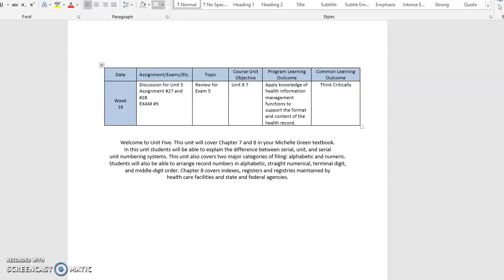Welcome to week 16. We are almost done. This week will be the last assignments that you have. You're going to start off the week with a discussion. We'll talk about that in a minute.